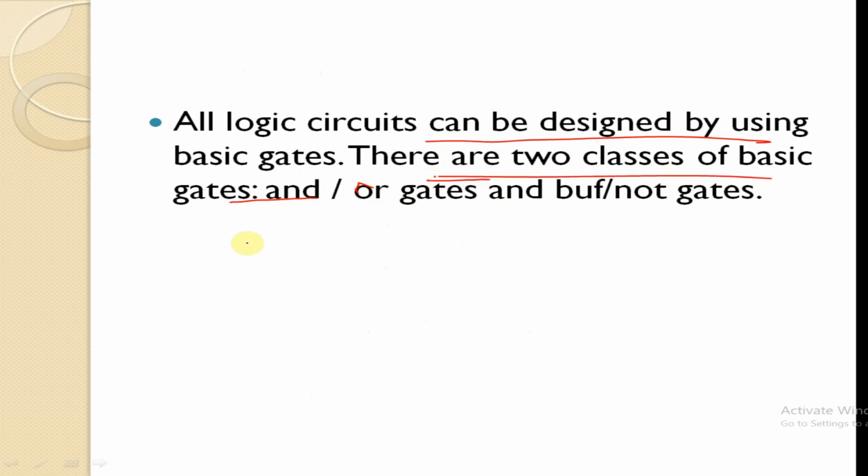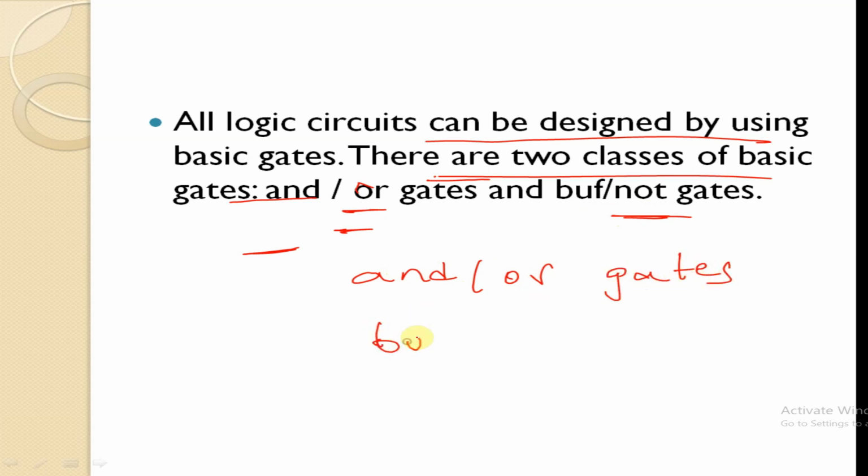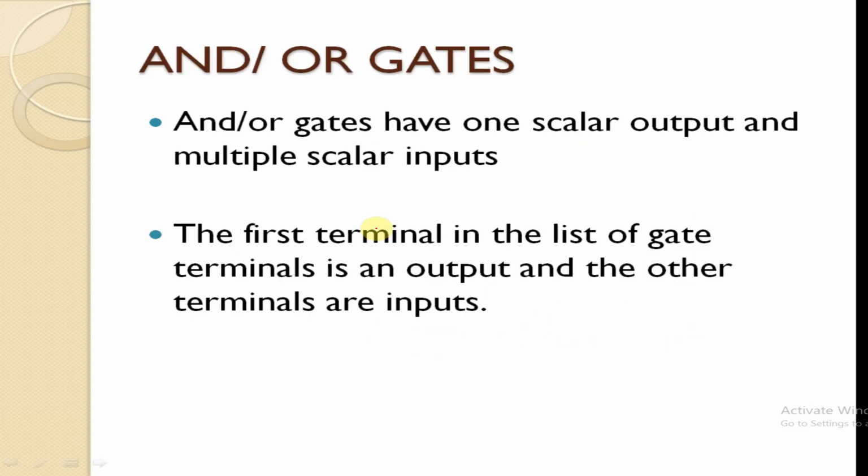There are two classes of basic gates. One is AND/OR gates, and the other is buffer/NOT gates. Now let's discuss our AND/OR gates. AND/OR gates have one scalar output and multiple scalar inputs. We have already discussed it.